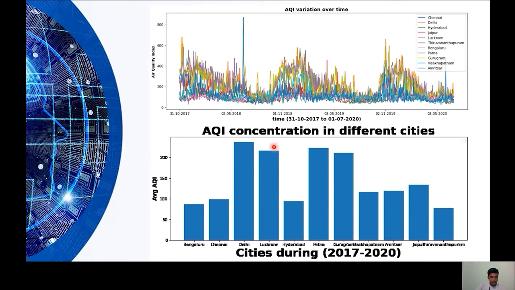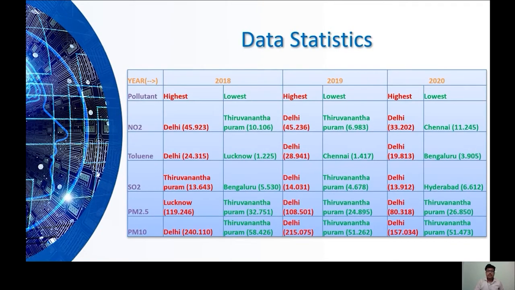Now Sanskar will speak on data statistics part. Data statistics. This table shows the cities having the highest and the lowest concentration of a specific pollutant for the years 2018, 2019 and 2020.